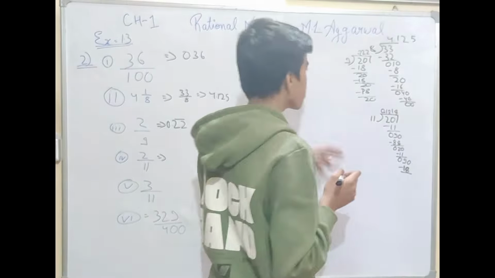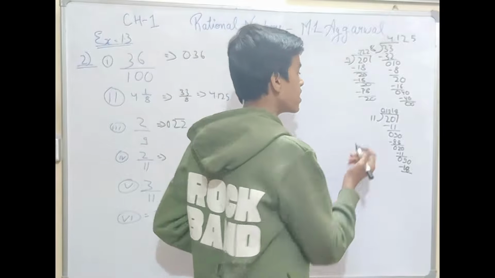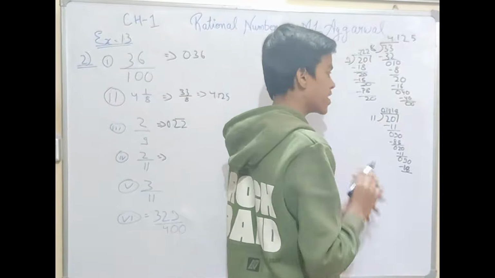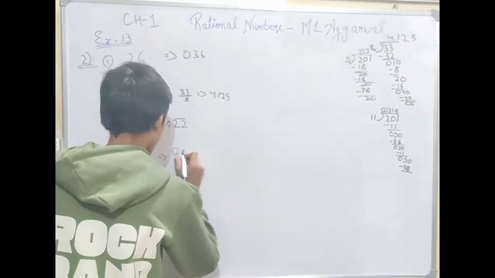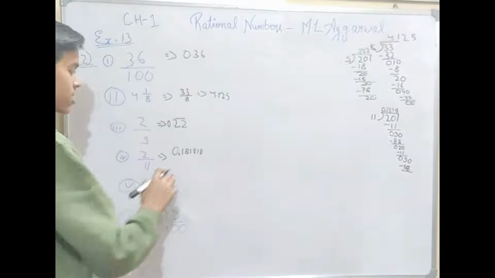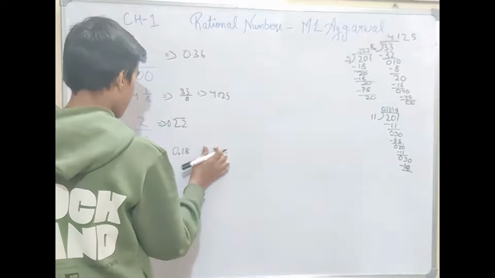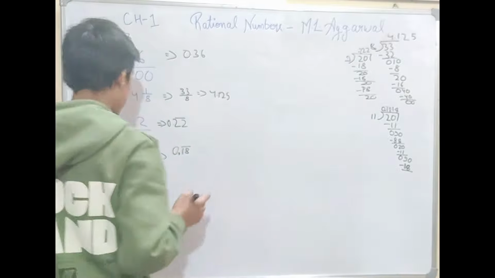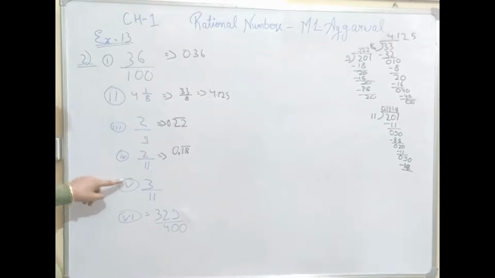But what's the difference between this and this? Here only 2 was repeating endless times, but here it is 18 which is repeating endless times. So here we will write 0.181818, or instead of this 181818 we can just write 18 and bar on it. Okay, and our next part is 3 upon 11.